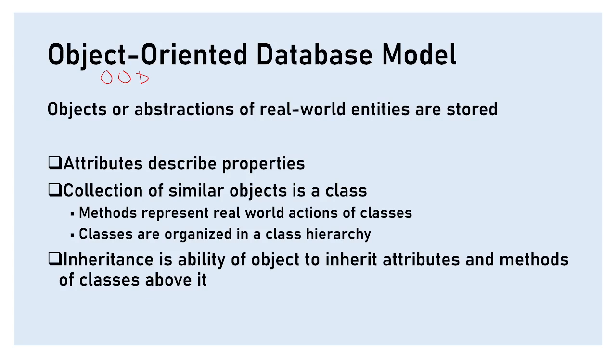In the previous sessions we had also discussed this, right? For instance, if you have a digital elevation model, we have class 1, class 2, class 3, which might be representing the different relief ranges that you are taking into consideration. So a collection of similar objects is a class. Methods represent real world actions of classes. Classes are organized in a class hierarchy. Inheritance is the ability of an object to inherit attributes and methods of the classes above it.